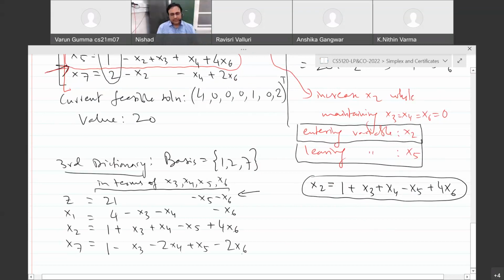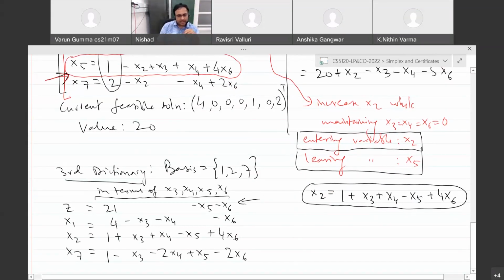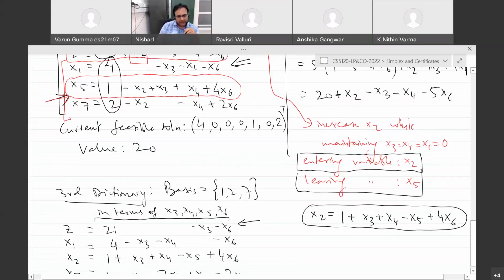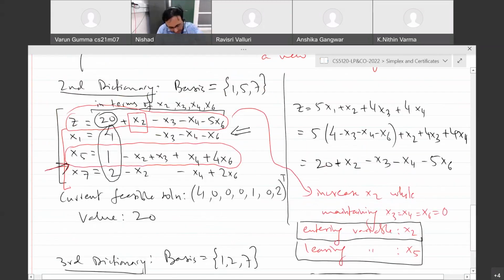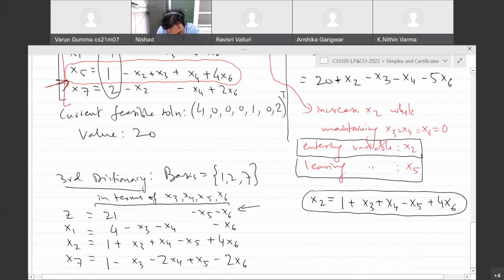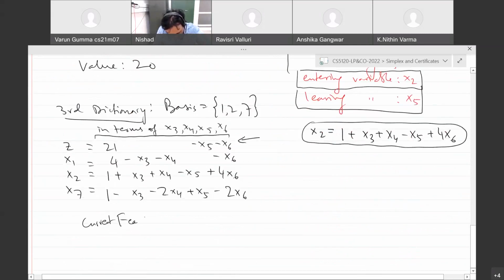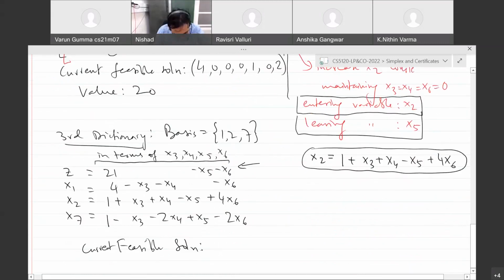Okay, please check at your own end. Hopefully I haven't made any mistakes. Okay, so this is going to be our new dictionary. Let me write down the feasible solution, the current feasible solution. It's what you see here, right? So it's 4, 1, followed by a bunch of zeros and 1.